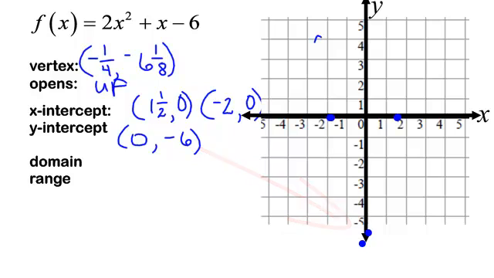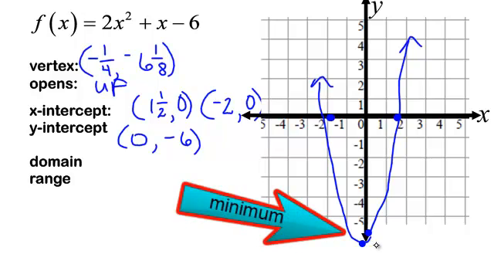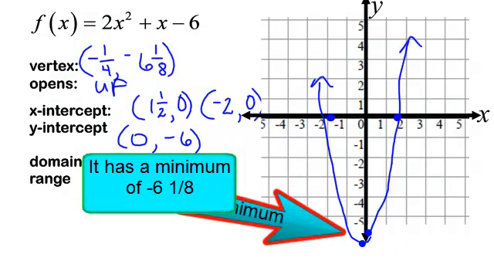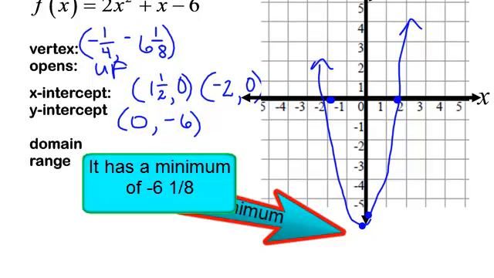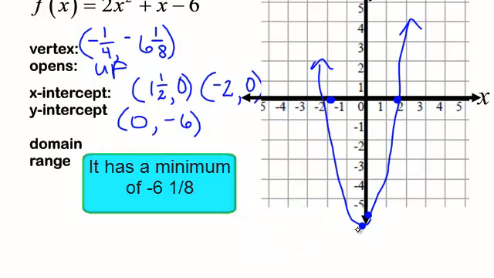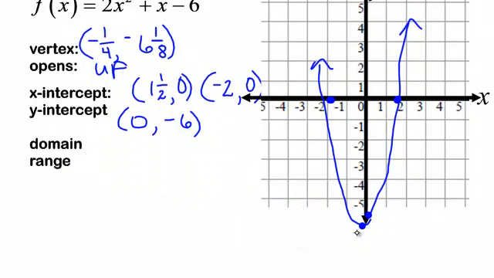Okay, so now we can draw our parabola. It's not a pretty parabola. This parabola opens up, so it has a minimum value down here at the vertex. What's the lowest value it has? Negative 6 1/8 is as low as my parabola goes. And where does this happen? It happens when x is negative 1/4.